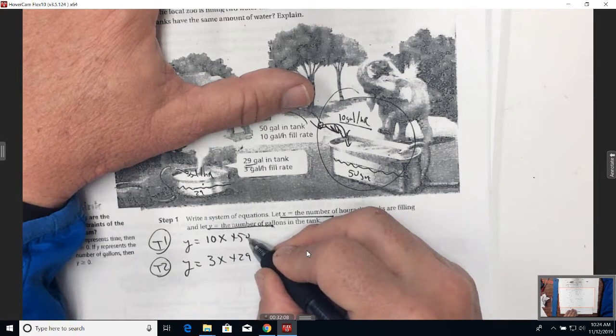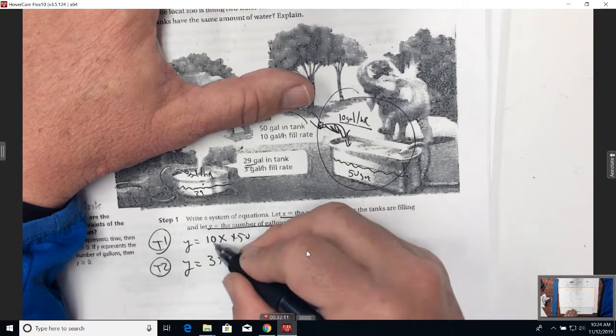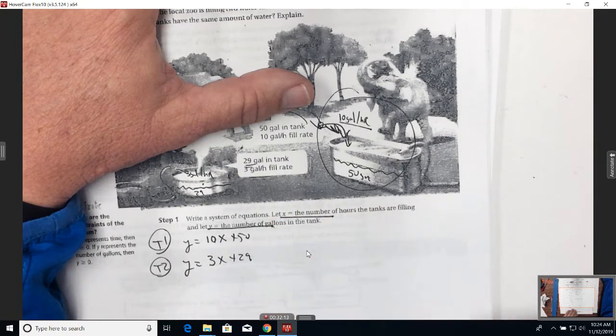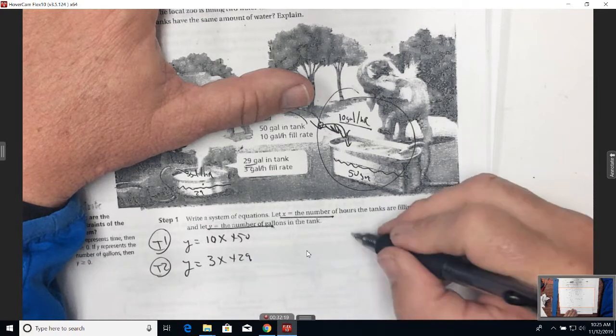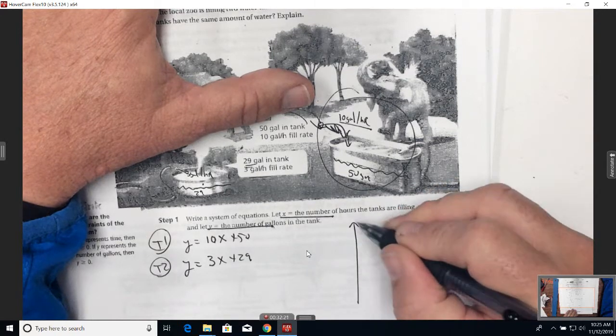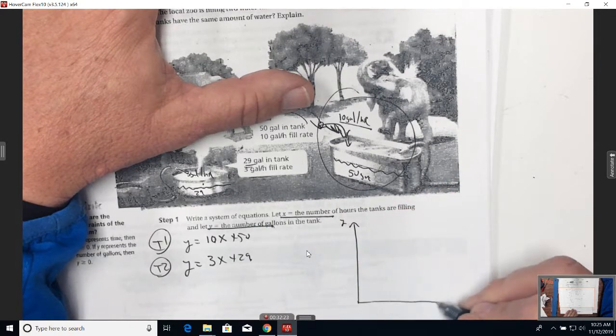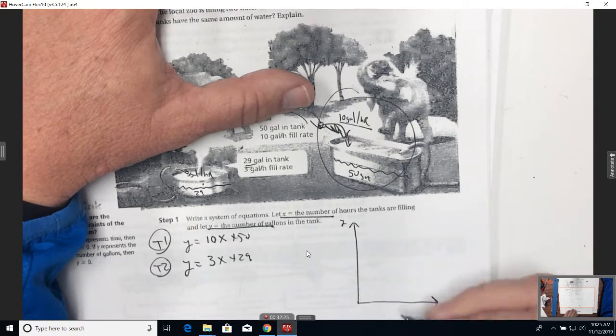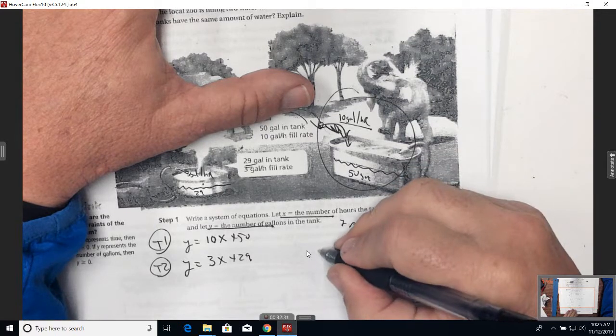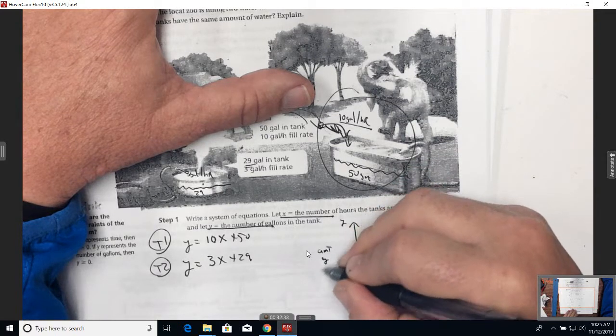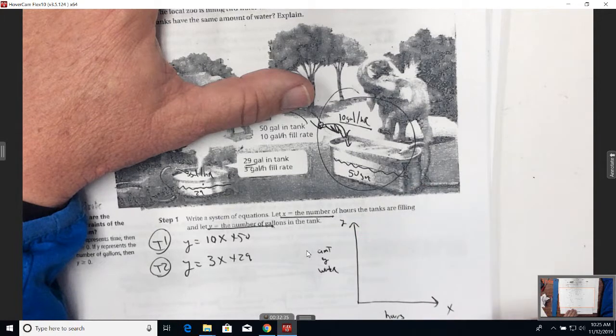So this is the beginning amount. This is a rate at which it's being filled. When would they be the same? Let's draw a graph of this. Here's my y-axis. Here's my x-axis. The x-axis is talking about the hours that you're running the water hose. The y-axis is talking about the amount of water that's in each tank.